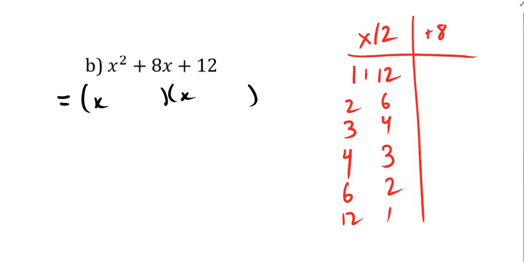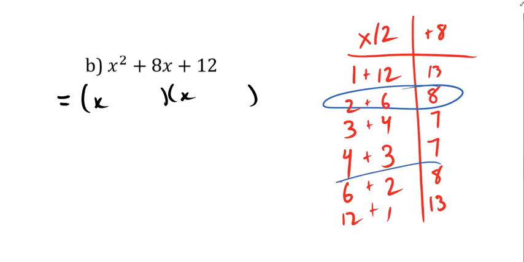And then all I do is add them. 1 plus 12 is 13. 2 plus 6 is 8. 3 plus 4 is 7. 4 plus 3 is 7. 6 plus 2 is 8. I know it looks like we did twice as much work, but trust me, when it starts getting a bit harder, you'll see. So there's 2 possibilities in this case.